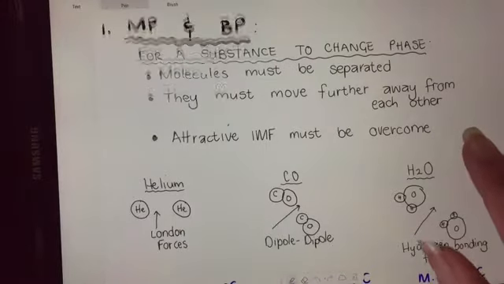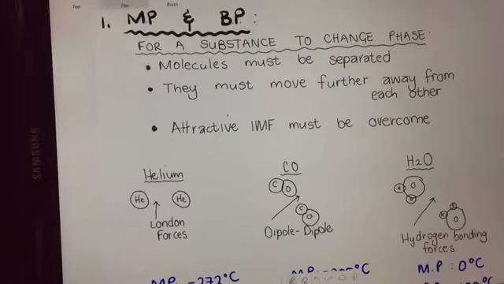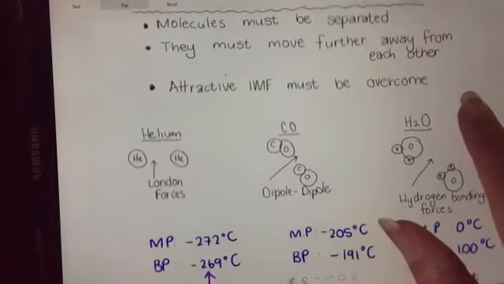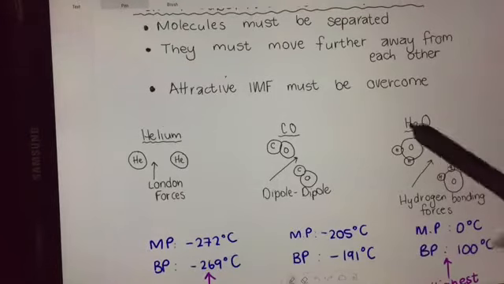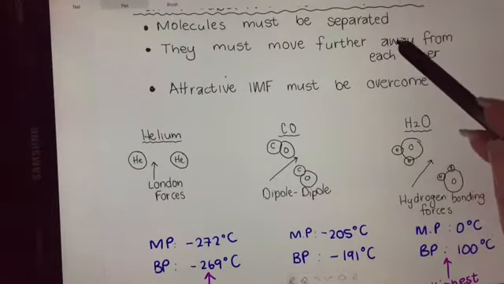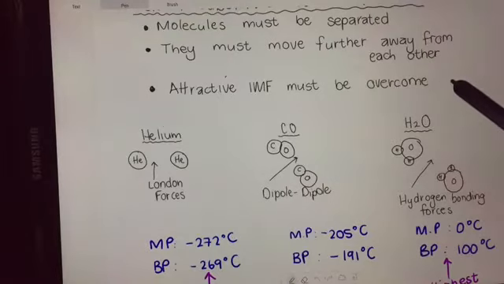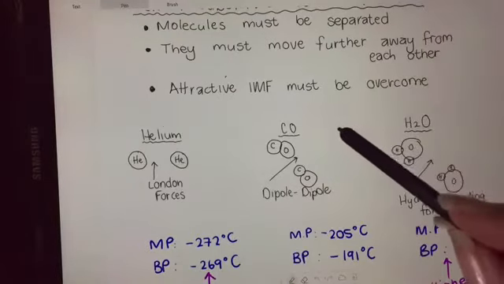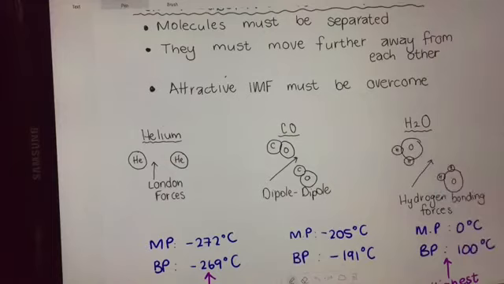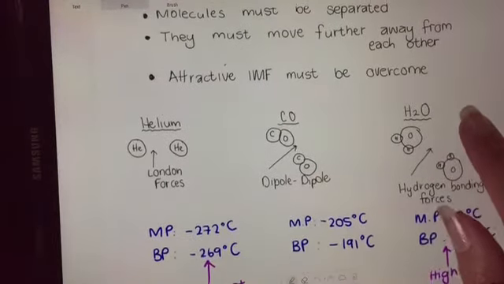So, as you all know, melting is when a substance changes from a solid to a liquid, and boiling when it changes from a liquid to a gas. Now, in order for a substance to change phase, a couple of things must happen, as you can see over here. The molecules must be separated, they must move further apart from each other. So these intermolecular forces that are keeping them together must be overcome in order for the phase change to take place.